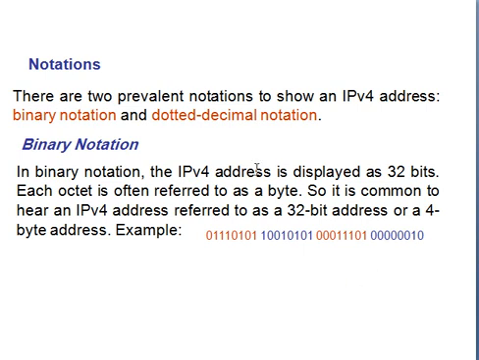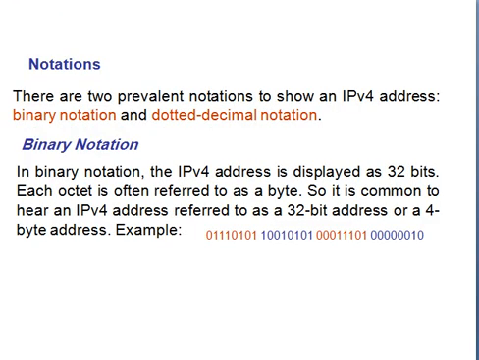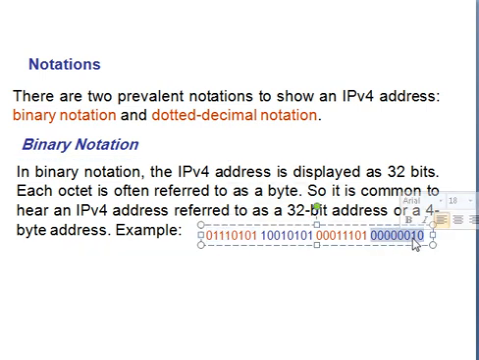There are two notations to show an IP version 4 address. Number 1, binary notation. Number 2, dotted decimal notation. That means, as we have explained before, an IP version 4 address consists of 4 sections. Each section is an octet, which is 8 bits. That means the number starts from 0 and goes up to 255. If we convert this number to binary, you start with 8 zeros and end with 8 ones.